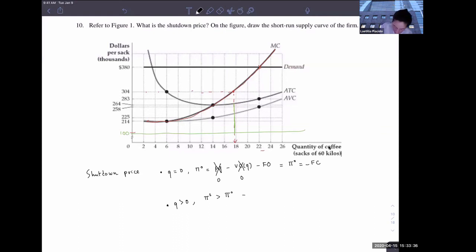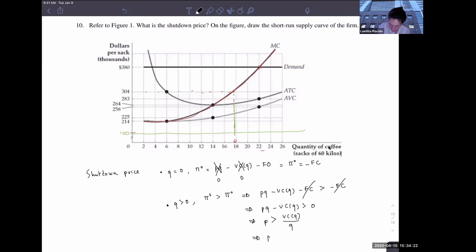Let's just rewrite that. We're going to get PQ minus VC(Q) minus FC. This must be higher than minus FC. So the firm is going to produce a positive amount if this inequality holds. The minus FC cancel out here, so we end up with PQ minus VC(Q) higher than 0. And we want to express that with something that is convenient, so we are going to do VC(Q) over Q.